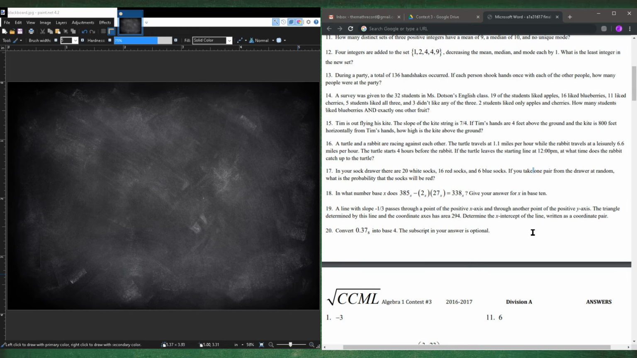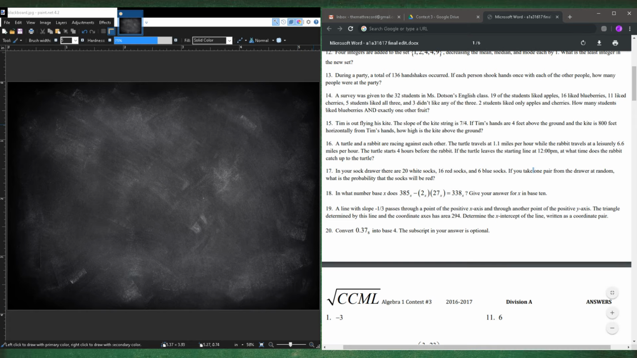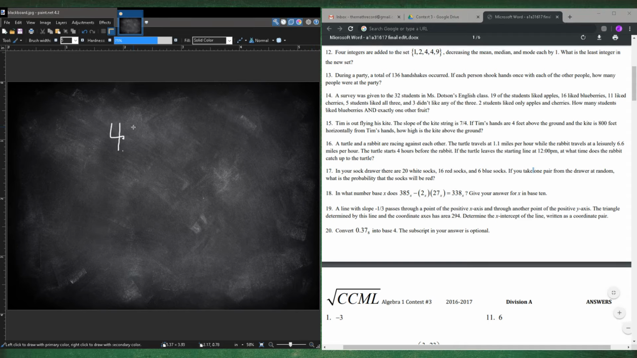Okay, number 16. A turtle and rabbit are racing against each other. The turtle travels at 1.1 miles per hour, while the rabbit travels at a leisurely 6.6 miles per hour. The turtle starts 4 hours before the rabbit. If the turtle leaves the starting line at 12 p.m., at what time does the rabbit catch up to the turtle? We have to find the amount of time first when they catch up to each other. The turtle starts 4 hours before the rabbit and moves at 1.1 miles per hour, so 4 times 1.1 is 4.4.